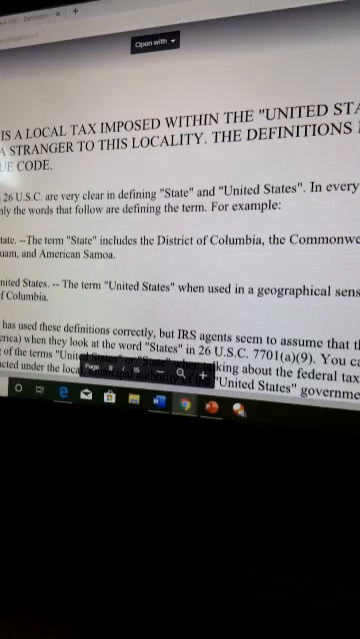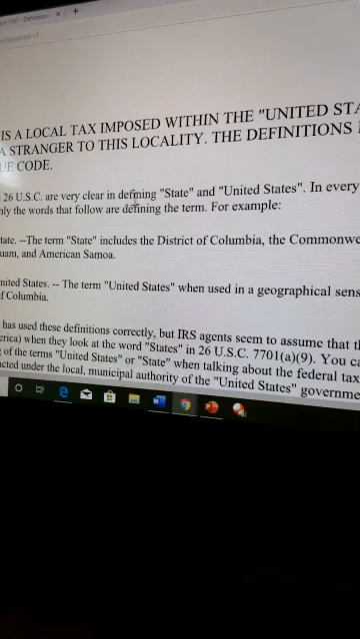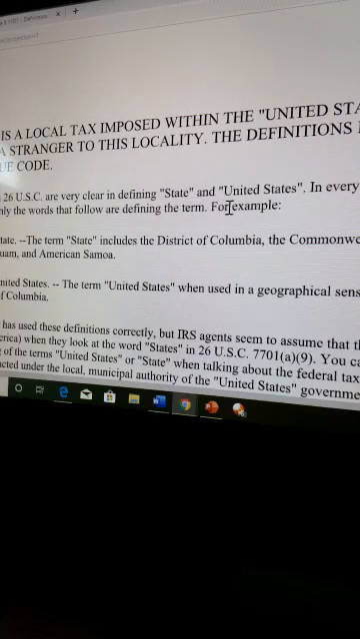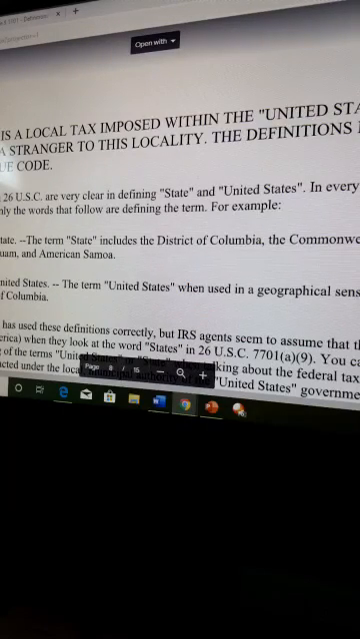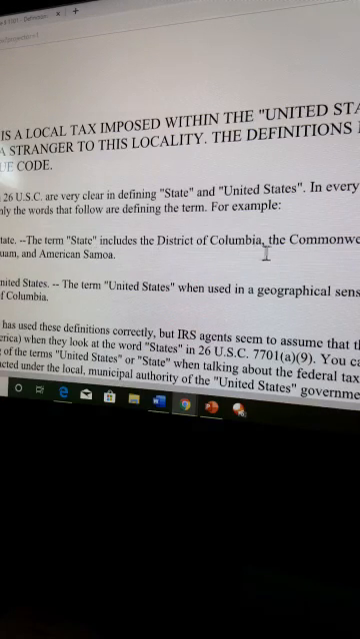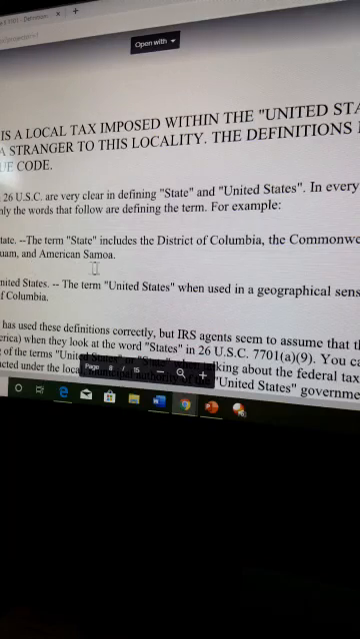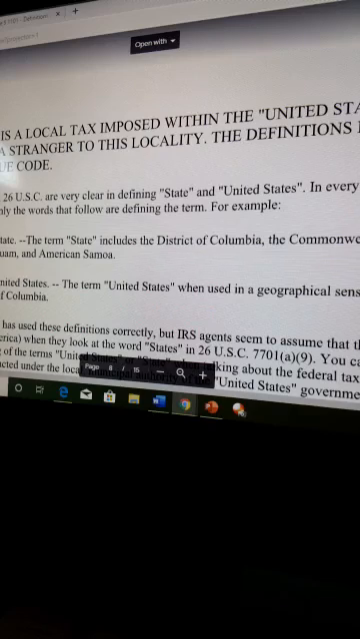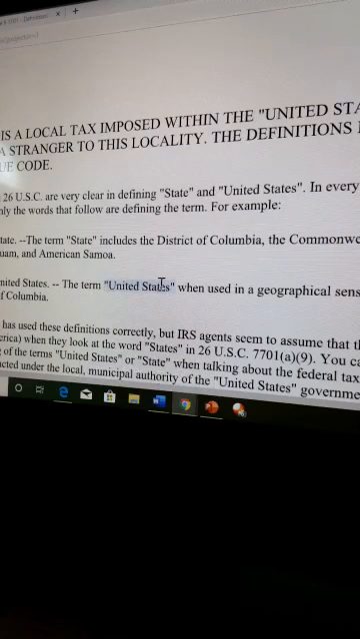The definition in Title 26, the Internal Revenue Code. The definitions used in Title 26 USC are very clear in defining state and United States. In every definition that uses the word include, only the words that follow are defining the term. For example, Title 26 USC 3121(e)(1), state: The term state includes the District of Columbia, the Commonwealth of Puerto Rico, the Virgin Islands, Guam, and American Samoa. Title 26 USC 7701(a)(9), United States: The term United States, when used in a geographical sense, includes only the states and the District of Columbia. Ladies and gentlemen, the term United States, when used in a geographical sense, includes only the state with a capital S and the District of Columbia.